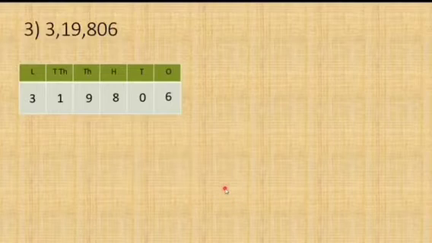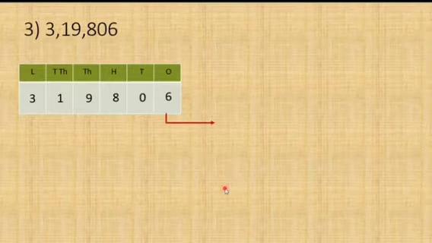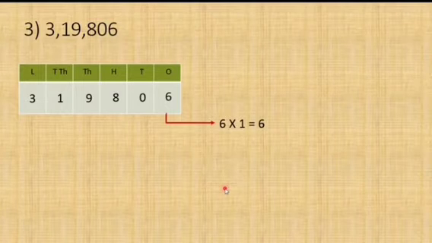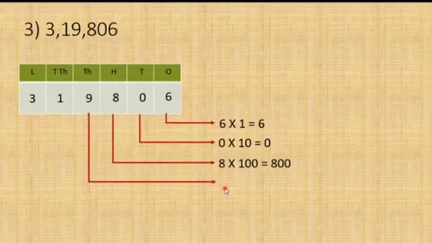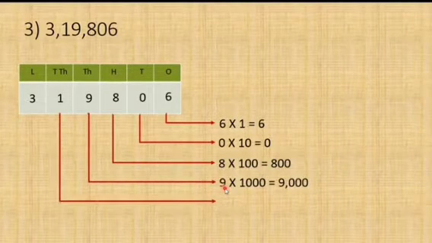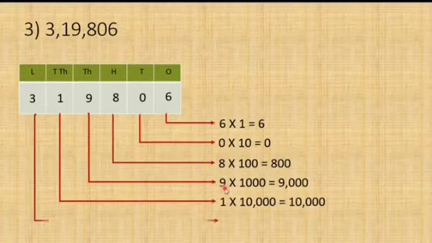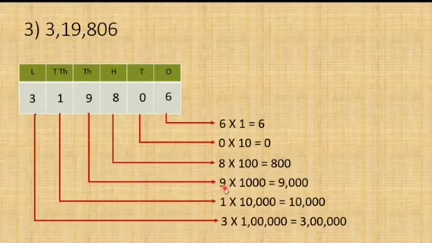Then the next problem, 6 in the ones place gives you a value of 6 multiplied by 1 is 6. Then 0 multiplied by 10 is 0 again. 8 multiplied by 100 gives you 800. 9 multiplied by 1000 gives you 9,000. Then 1 multiplied by 10,000 gives you 10,000. 3 is in lakhs place, so 3 multiplied by 1 lakh is equal to 3 lakhs.